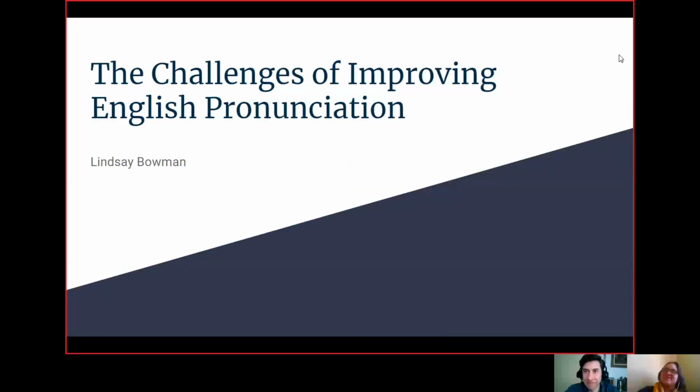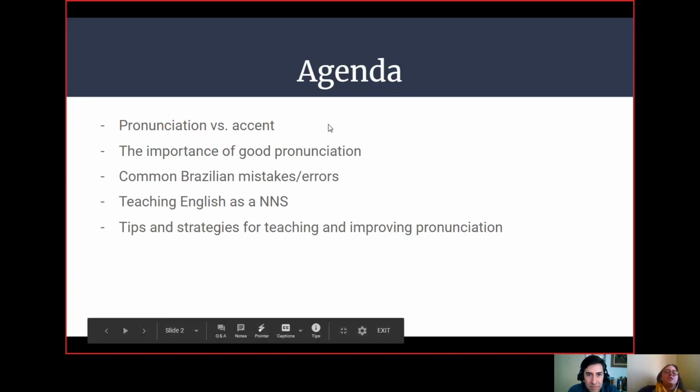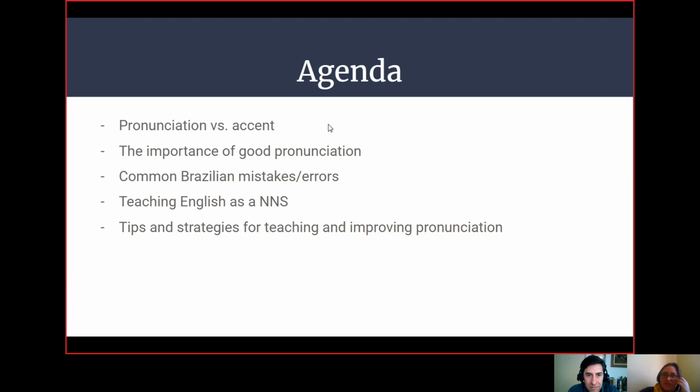So, the topic we're going to be discussing today are the challenges of improving your English pronunciation, as well as some tips and strategies for how to teach students. So, some topics we're going to cover are the difference between pronunciation and accent, the importance of having good pronunciation, some common mistakes and errors for Brazilian speakers, teaching English as a non-native speaker, and some tips and strategies.